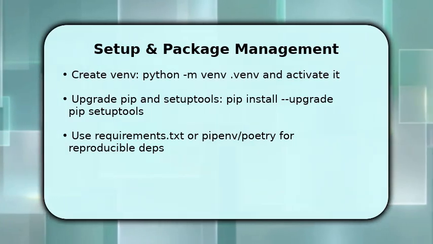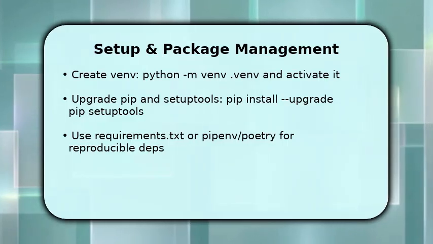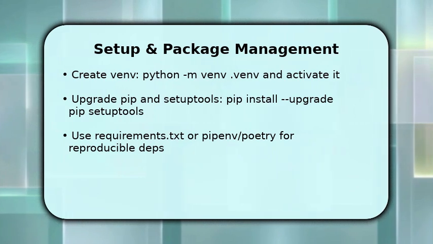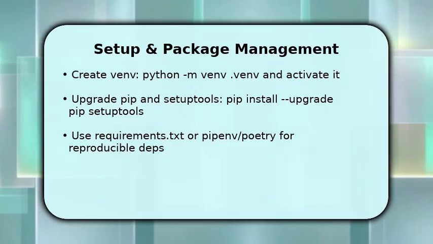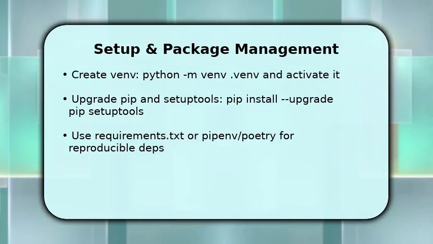Install packages with pip install -r requirements.txt, or adopt Pipenv or Poetry for lock files and dependency resolution. While installing, watch for binary wheels. If a compile from source fails, you'll need build tools like Visual Studio Build Tools or build-essential installed.